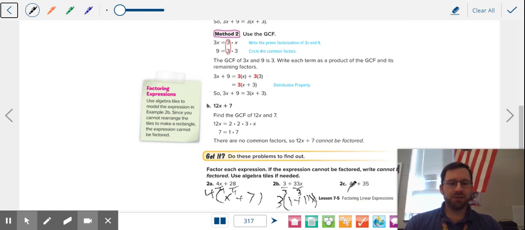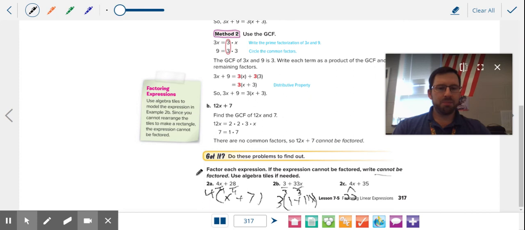Okay. Over here, 4 and 35, no. Break up 4 into 2 times 2. 2 can't go into 35. They both don't have a variable. So what we have here is this thing. You can't really read it because my camera's in the way. Let me move that. It says cannot be factored.